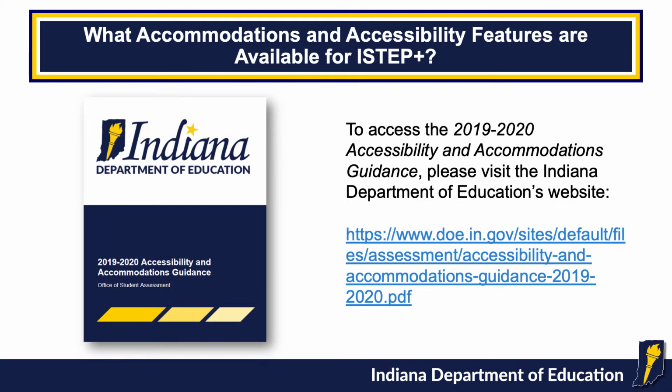IDOE released the 2019-2020 Accessibility and Accommodations Guidance to provide direction regarding what accessibility features and accommodations can be provided to different populations of students. This guidance is a component of the 2019-2020 Indiana Assessment Policy Manual. Please reference this document at the link provided to fully understand the supports that can be provided for students. It is expected that test administrators are thoroughly familiar with accommodations and guidance prior to administering an assessment.